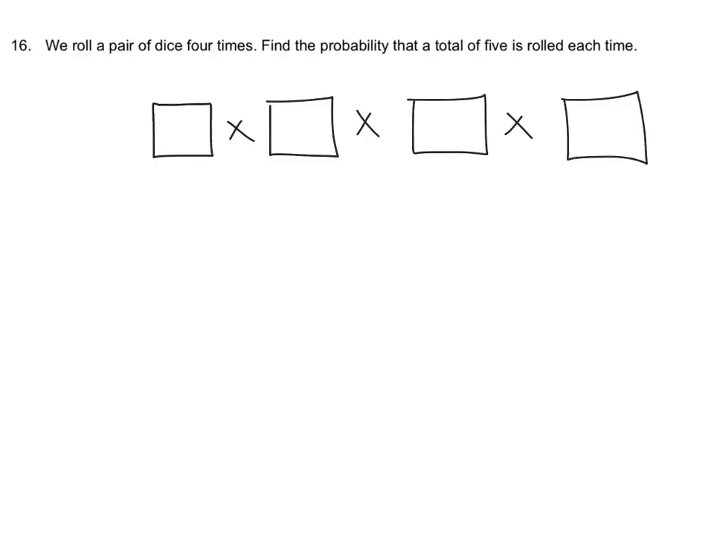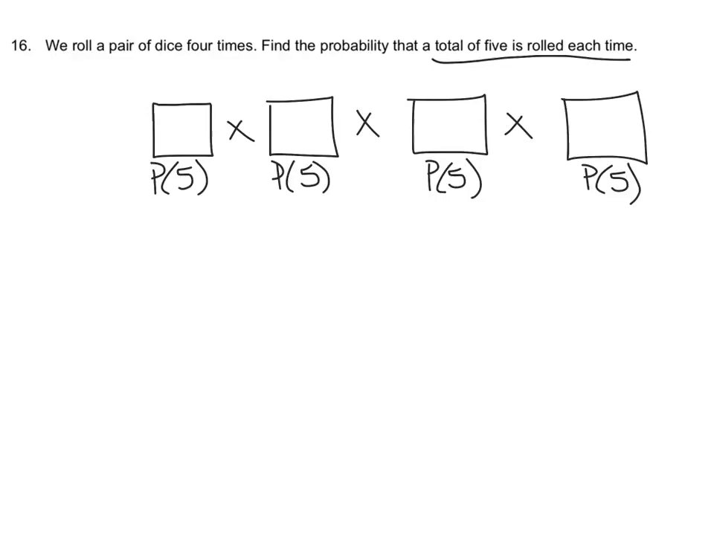So we want to find the probability of getting a total of 5 each time. So the first box will represent rolling a total of 5. The second box will represent the probability of rolling a total of 5, and that will be true for the third and fourth boxes as well. So now all I have to do is find the probability of rolling a total of 5. And we'll just create a chart again.